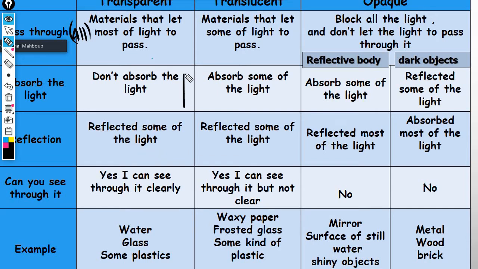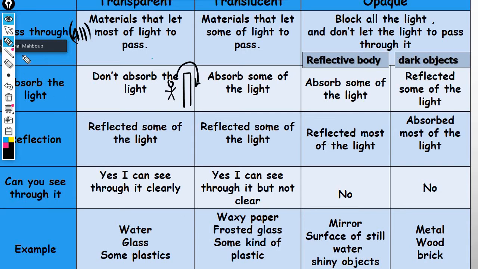If you look at your father's car glass, for example, sometimes you can see your face in it. Why? Because this transparent object reflects some of the light. Also, you can see what is behind it. In the transparent, you can see what is behind, like water, glass, some kinds of plastic, and so on. We have a lot of examples.